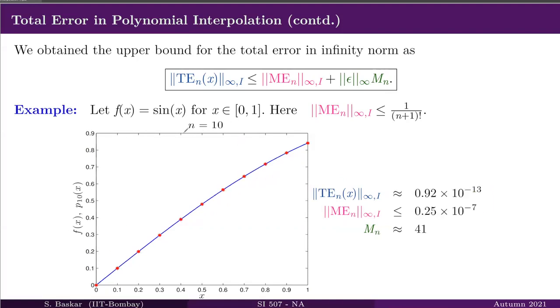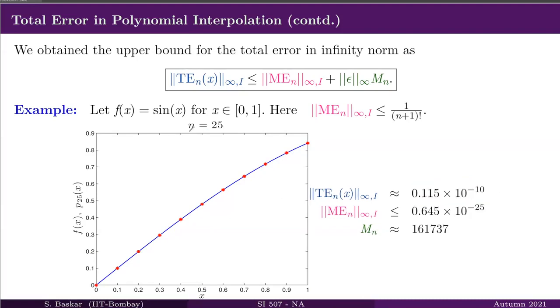Now let us jump to n is equal to 10. You can see that the graph of the interpolating polynomial P10 is almost coinciding with the graph of the sine function. The total error is significantly small and the mathematical error is also very small. Now let me jump to n is equal to 25. Well, graphically, we don't see anything going wrong. It is still giving a good approximation.